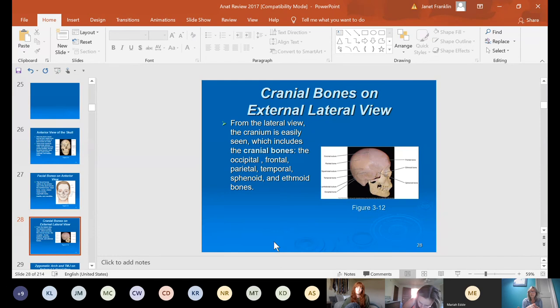You'll see this on boards too. They kind of mix them up. In the question, it might say cranial bone or it might say facial bone. So right away, when you see either cranial or facial, eliminate the ones that don't belong in that group. If you remember these eight cranial bones, the rest of them are going to be facial bones. So if the question asks about cranial bones, cross out your facial bones, or vice versa.